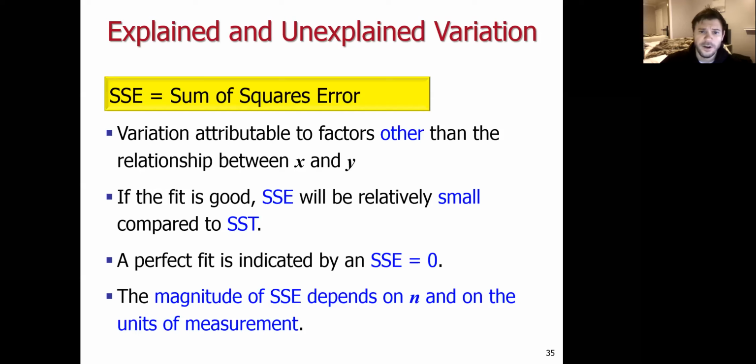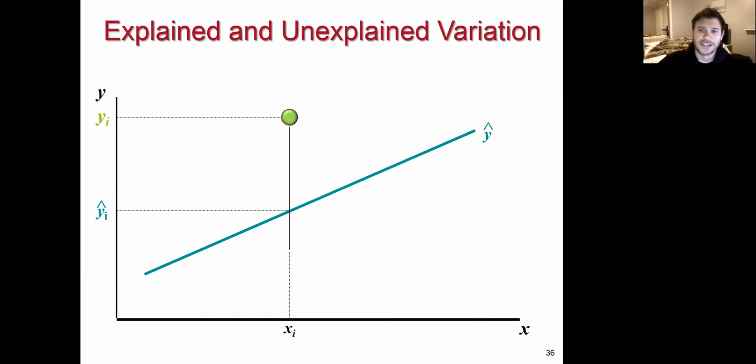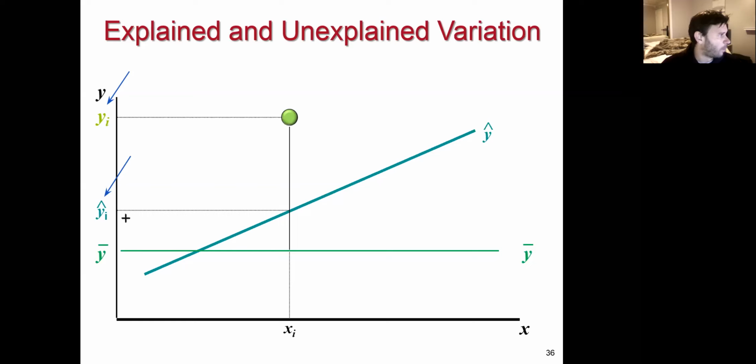And the magnitude of SSE depends on the number of observations as well as the units of measurement of the output variable. I'm going to use this diagram again in 2 dimensions just to help you think about these components. This diagram is a little bit of an abuse of notation, but let's suppose we have this observation. We can see the actual y value, and the predicted y value from the regression line. But suppose that the average value of y in the data set is much lower. We don't have the individual data points here, but let's suppose the actual average value of y is here.